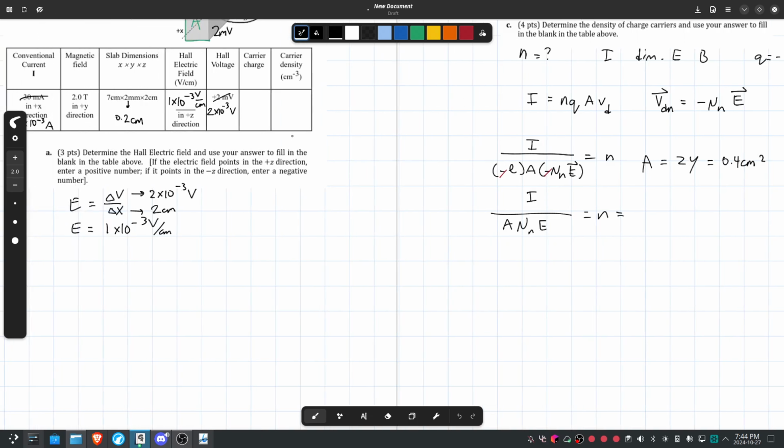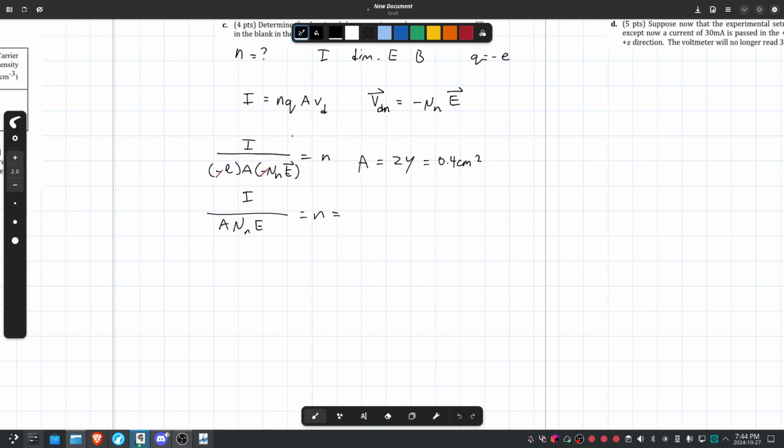And our electric field is, what's that? That's 1 times 10 to the negative 3. We get... Did I put that in right? Sorry, 1 second. Oh, I just forgot E here. My bad, gang. You pointed out just as I realized.